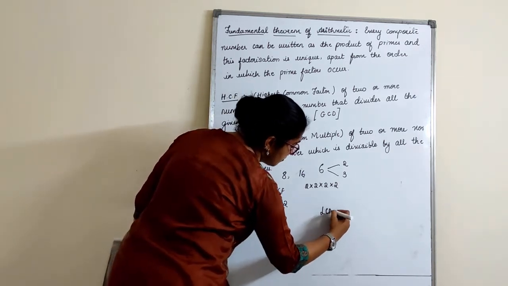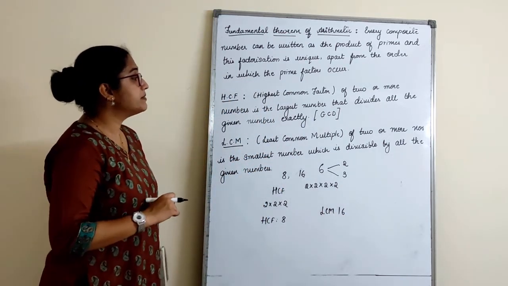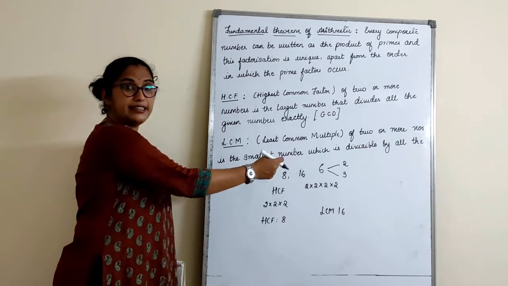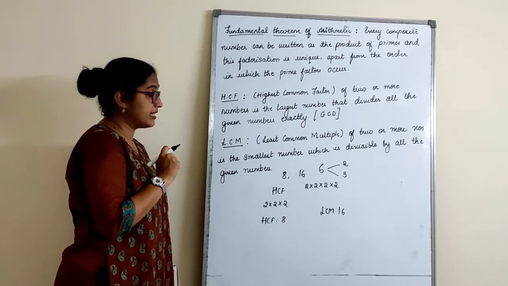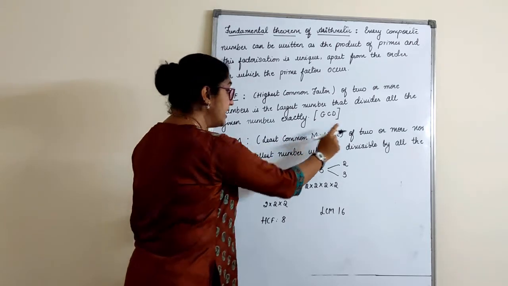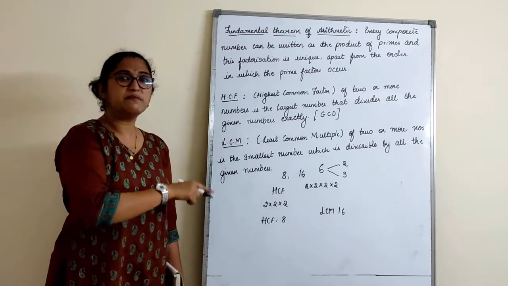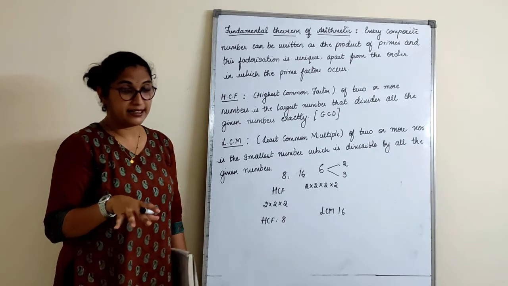LCM is 16, right? Read the question. The HCF of two or more numbers is the largest number that divides the given numbers exactly. It divides the given numbers exactly, right? Then the LCM of two or more numbers is the smallest number which is divisible by the given numbers. That is the main concept you have to understand here.